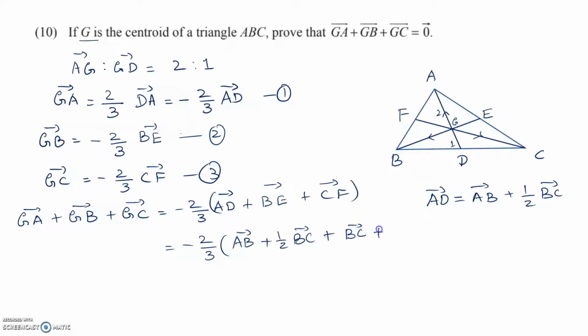BC vector plus half of CA vector, and our CF can be written as CA vector plus half of AB vector. CF can be written as CA plus half of AB. Okay. Now, adding them all together, you have a half BC here, and you have a BC here.